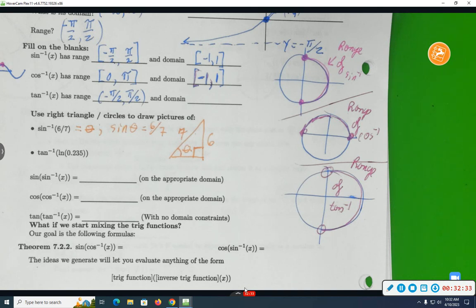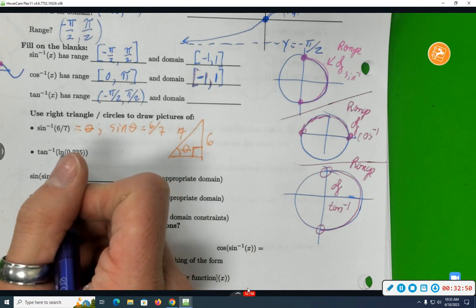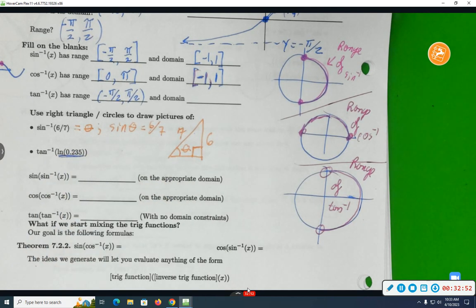Let's see an example where something complicated is going to happen. Let's try to draw a picture for the inverse tangent of the natural log of 0.235. And let's start with this question about that thing inside of the parentheses, this natural log of 0.235 that I've underlined in purple. Is it positive or negative? Before you take out the calculator, let's try to reason our way through. Let's suppose that this was an all or none multiple choice question. Is the ln of 0.235 positive or negative?